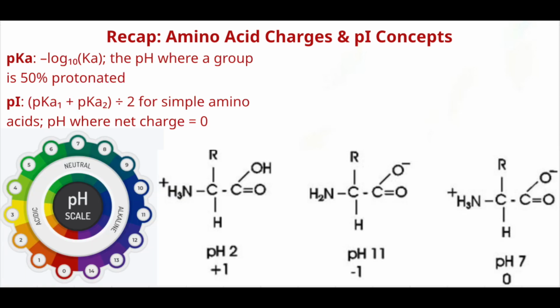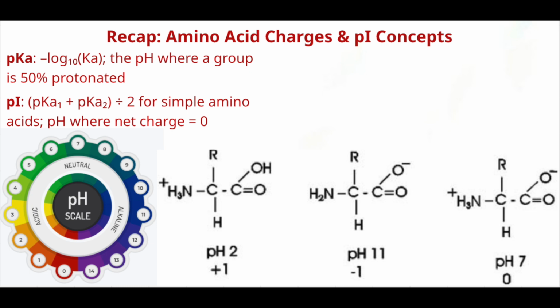At a low pH, less than or equal to 1, both the amino and carboxyl groups are protonated, so the net charge is +1. At a high pH, greater than or equal to 12, both are deprotonated, so the net charge is equal to -1.